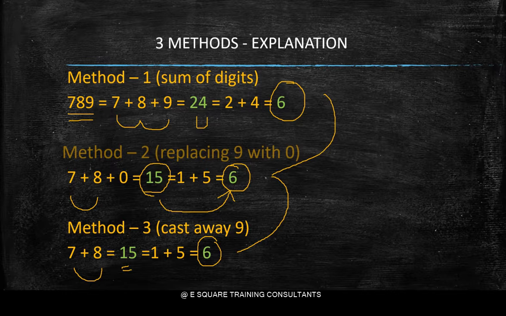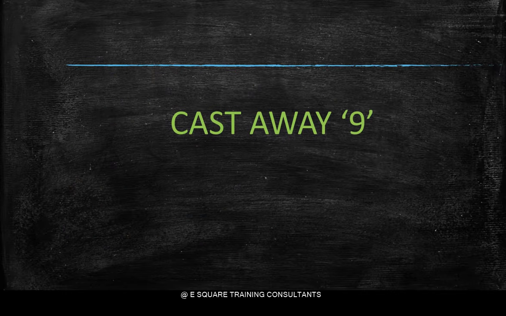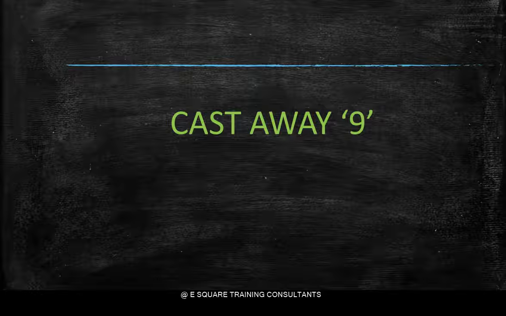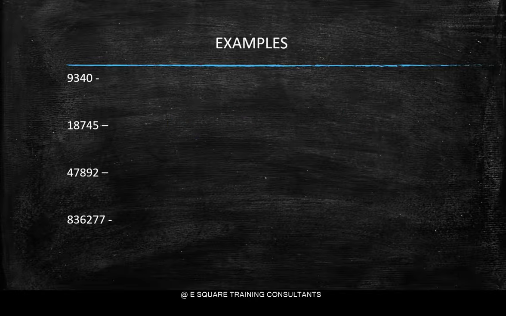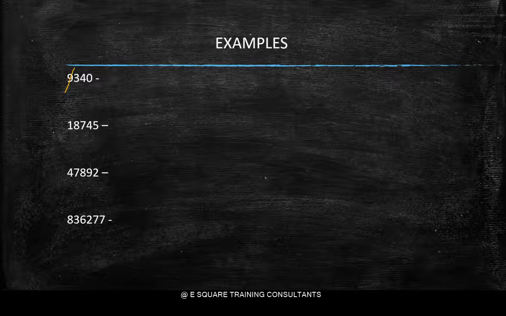But which is the easiest method? The easiest method is casting away 9. So you take away 9, also take away the numbers that add up to 9, add the remaining digits to get the digital root of that particular number. Let's go for examples. Here the first example is 39340. So I'm going to cast away 9. The remaining digits are just 340. So 3 plus 4 is 7. So I tend to say that the digital root of 39340 is 7.